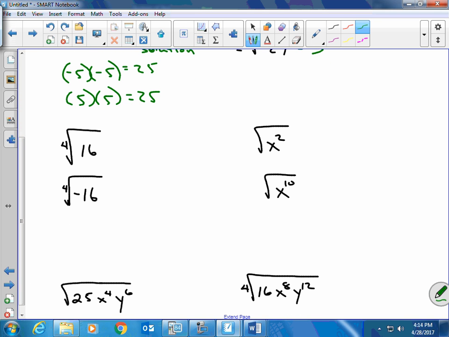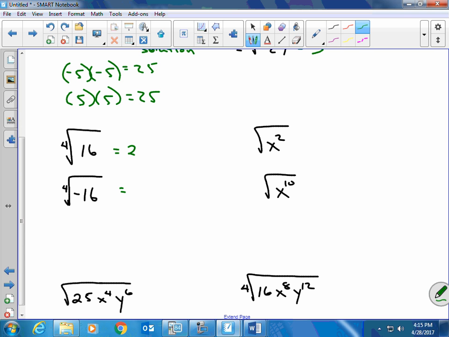So what does a fourth root mean? Well, obviously it's the same thing. What number times itself 4 times? 2 times 2 is 4, times 2 is 8, times 2 is 16. So the answer to this is 2.